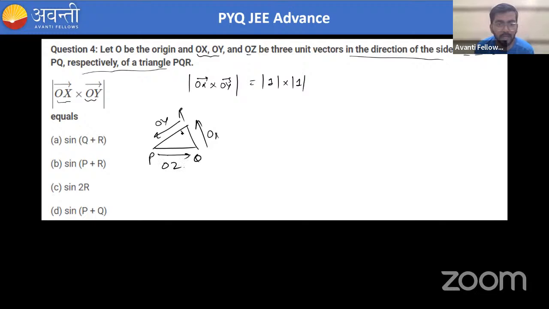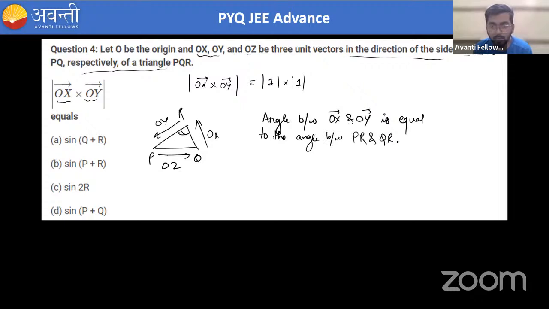So the angle between OX bar and OY bar is equal to the angle between PR and QR, right? So let us say that this angle is theta. So our OX bar cross OY bar will become mod A mod B into sine theta, right?